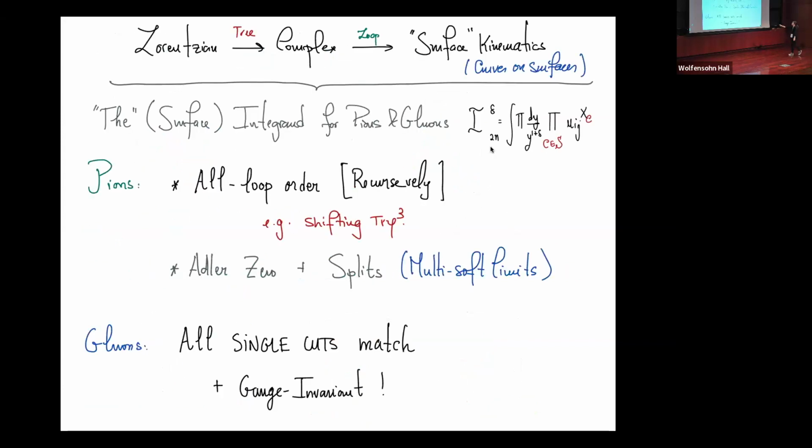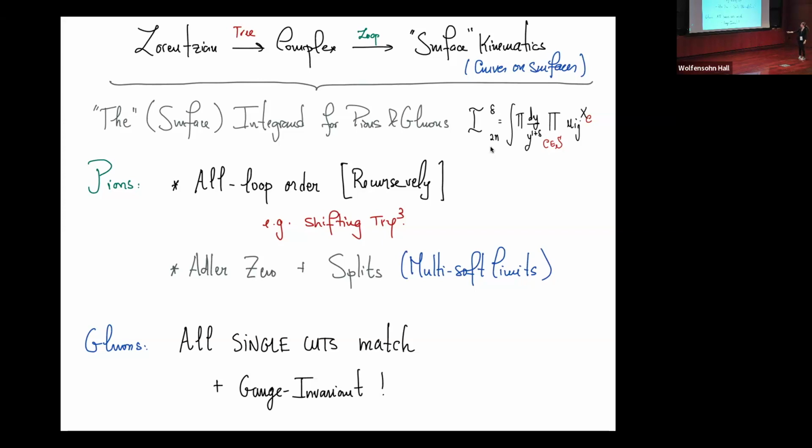So in particular, we saw that at tree level, we had to generalize kinematics from Lorentzian to complex. And what I'm saying is that at loop level, we need to go further to what I'm calling surface kinematics, where I think about the kinematic invariants entering my problem as naturally associated to curves on a surface. And so by doing this, I can then define the surface integrands for pions and gluons.